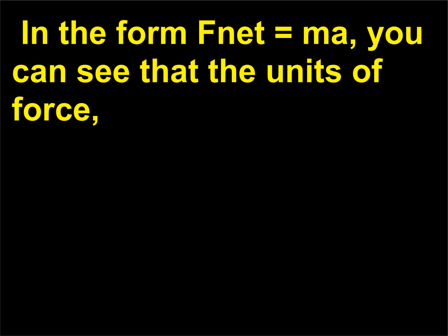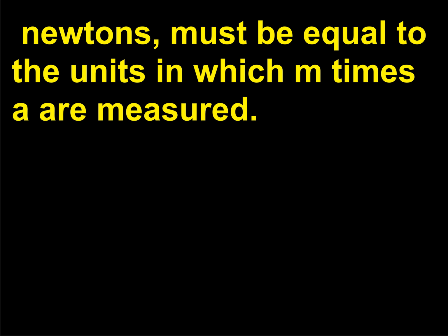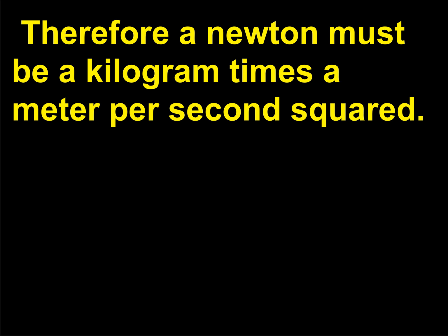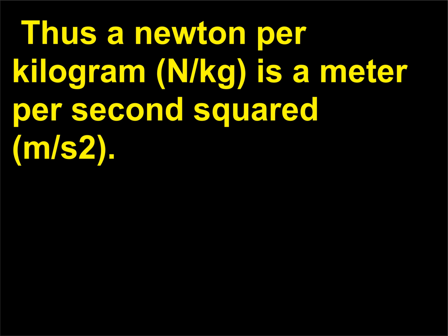In the form Fnet equals ma, you can see that the units of force, newtons, must be equal to the units in which m times a are measured. The mass, m, is measured in kilograms and the acceleration in meters per second squared. Therefore a newton must be a kilogram times a meter per second squared. Thus a newton per kilogram, N/kg, is a meter per second squared, m/s².